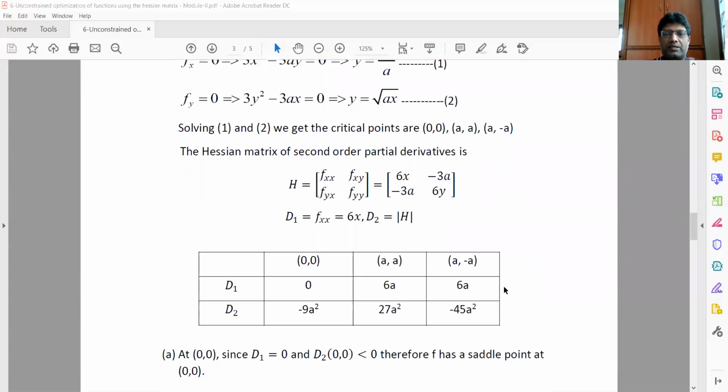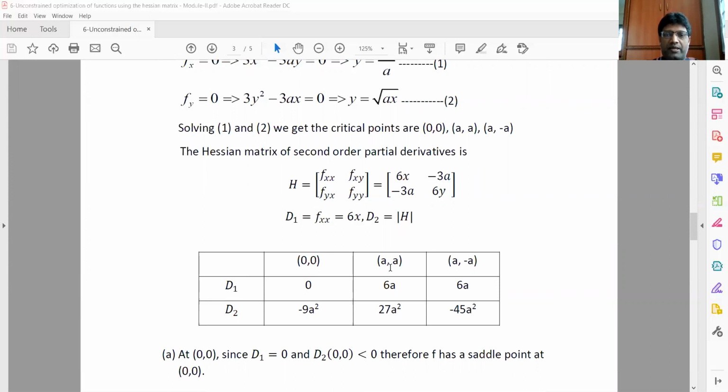Now we have to check at these critical points. H is the Hessian matrix we calculated, and d1 is ∂²f/∂x², whose value is 6x. d2 is the determinant of this. So pick up the first point here. At the first point, d1 is 0 and d2 is minus 9a squared.